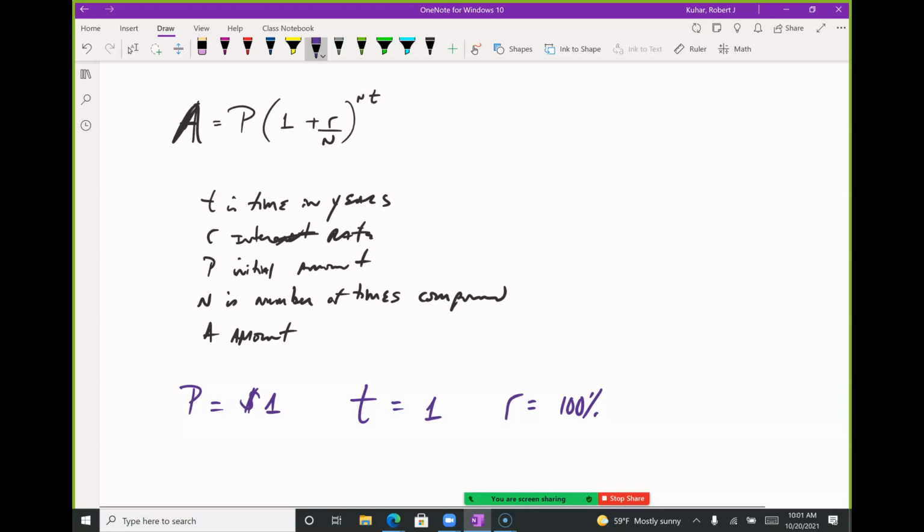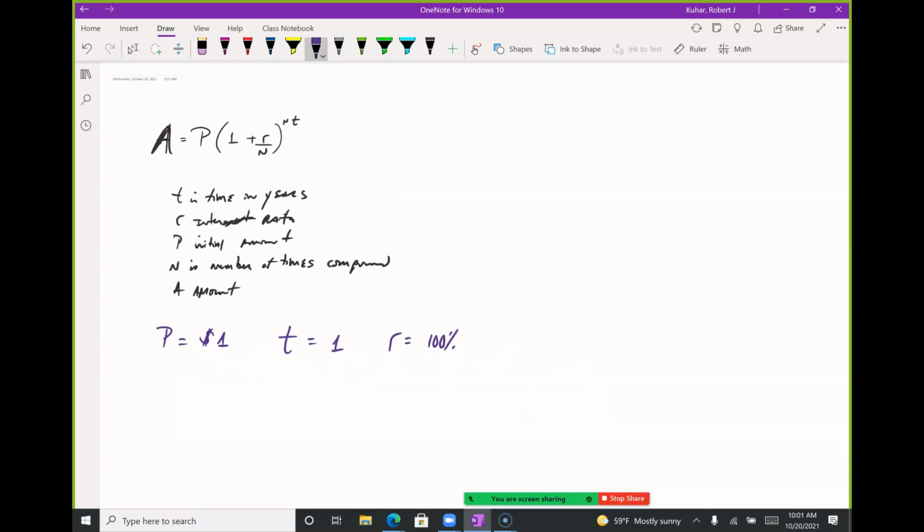So I'm going to let n be compounded not every month, not every day, not every hour, not every second, not every millisecond. It's going to be compounded an infinite number of times. So the amount I'm going to get at the end is going to be 1 plus 1 over n to the n as n goes to infinity.